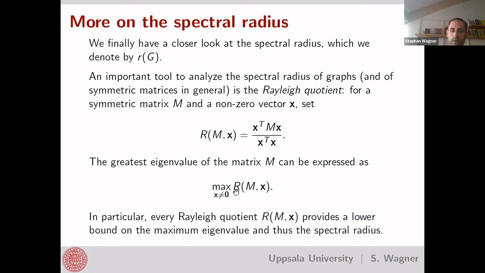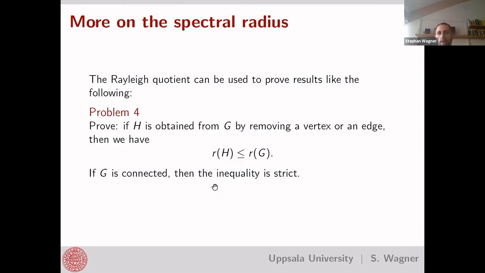So in particular, if you take the Rayleigh quotient of some vector x here, then that's less than or equal to the spectral radius, because the spectral radius is the maximum. One can use that to prove things like this one, saying that the spectral radius is monotone. If you remove vertices or edges, then the spectral radius can only go down. And Kenneth later will spend a large part of his session on the spectral radius, so we will focus more on that. And this will be one of the problems he's looking at.